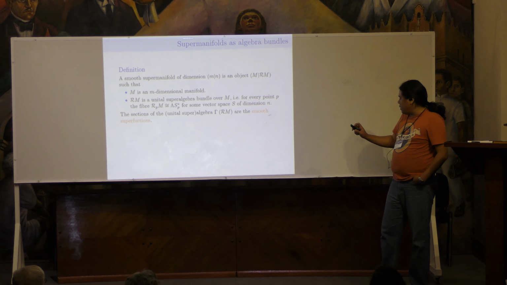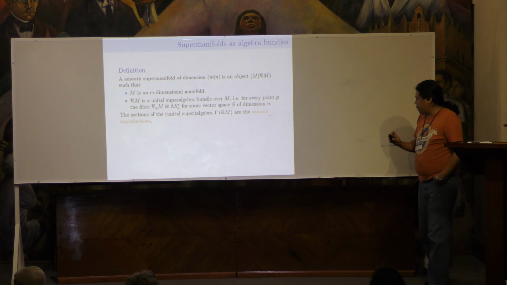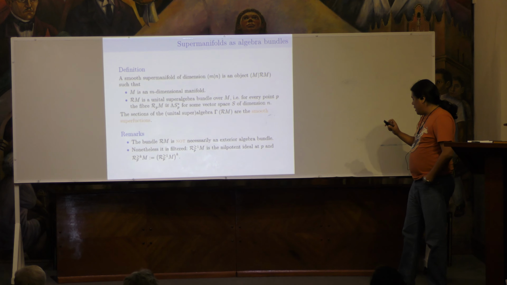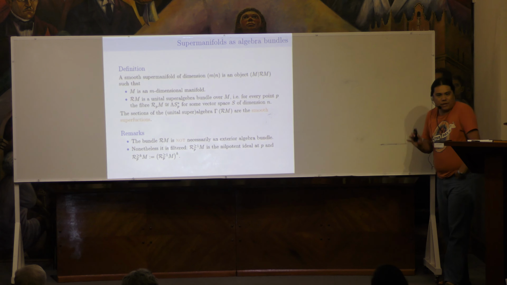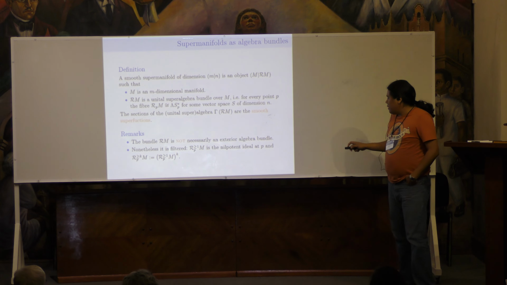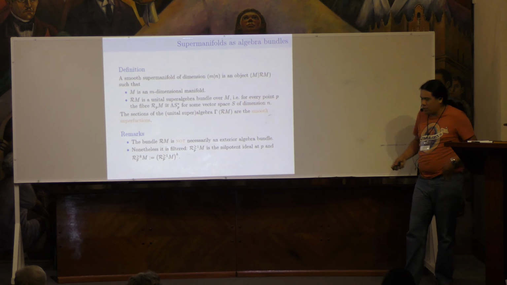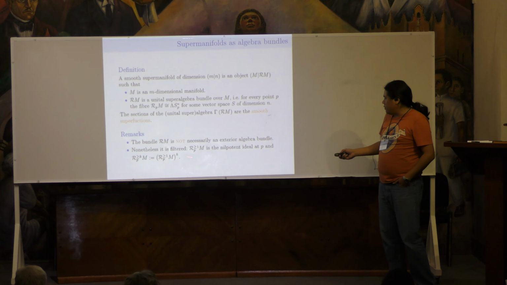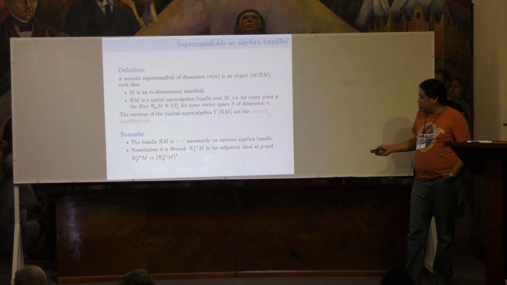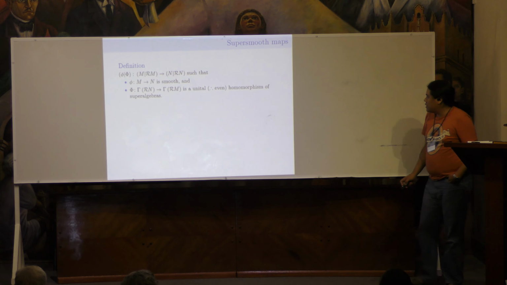And well, the sections of this bundle we call the smooth superfunctions. Okay, so one of the things is that the bundle Rm is not necessarily an exterior algebra bundle. And the second one is we still get a filtration of the algebra at each point, and therefore at the level of sections and the level of bundles, by considering the nilpotent ideal at each point and then taking the powers. Right? So this is fairly simple, I think.